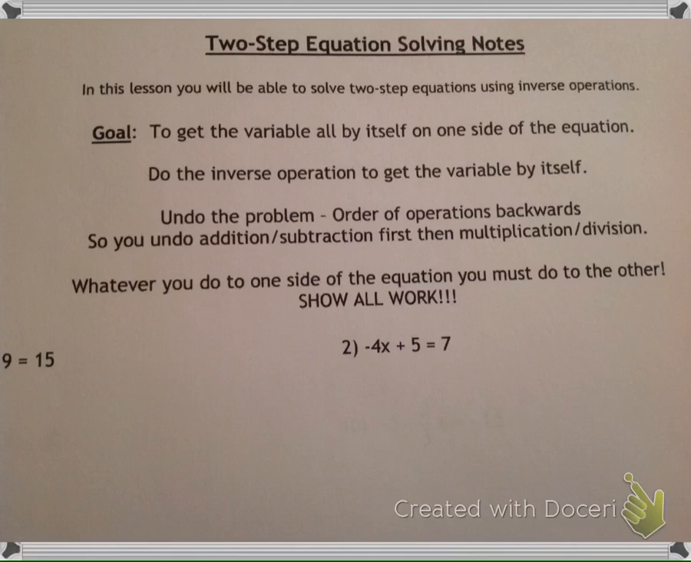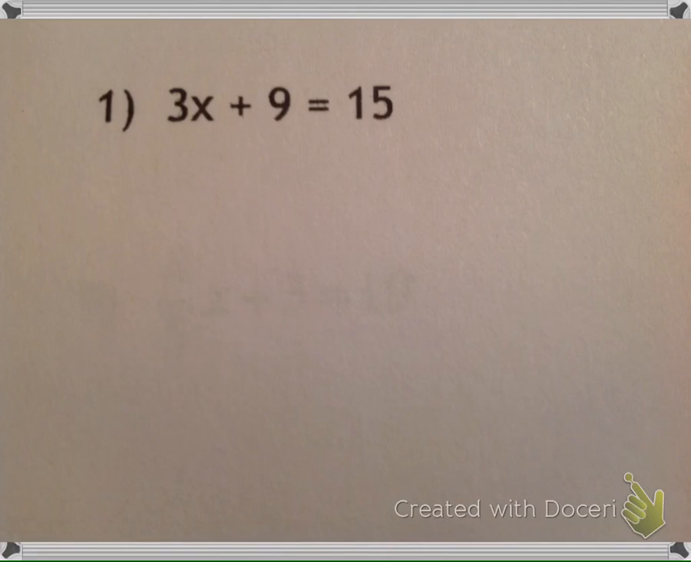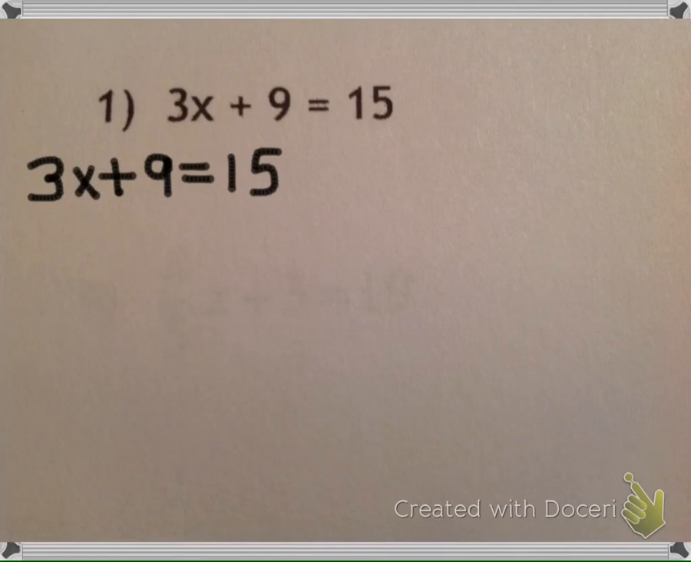Okay? Remember, you're going to undo the operation by doing the inverse operation, and whatever you do to one side of the equation, you must do to the other. Okay? So let's take a look at the first example. We have 3x plus 9 equals 15. And I'm going to rewrite the problem just like I did with our one-step equations. And eventually I won't make you do this all the time, but it is an important step right now.